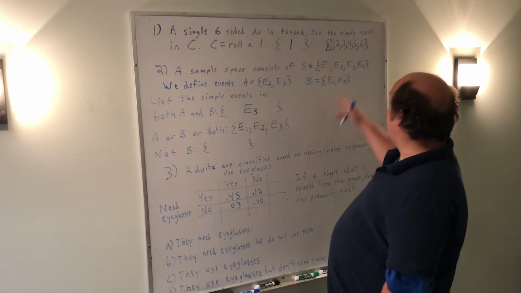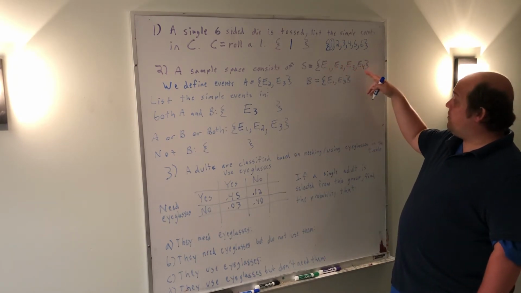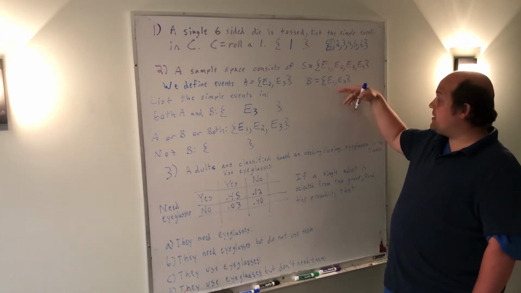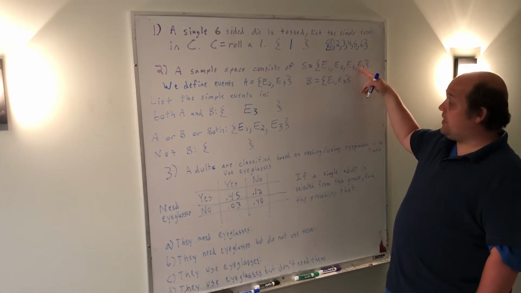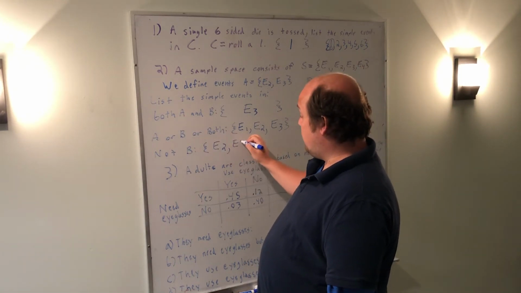Not B, we go to the sample space and we compare it to B. The sample space has 1, 2, 3, and 4. B has 1 and 3. So the things that are in the sample space that are not in B are E2 and E4. So for not B, it would be E2, comma, E4.